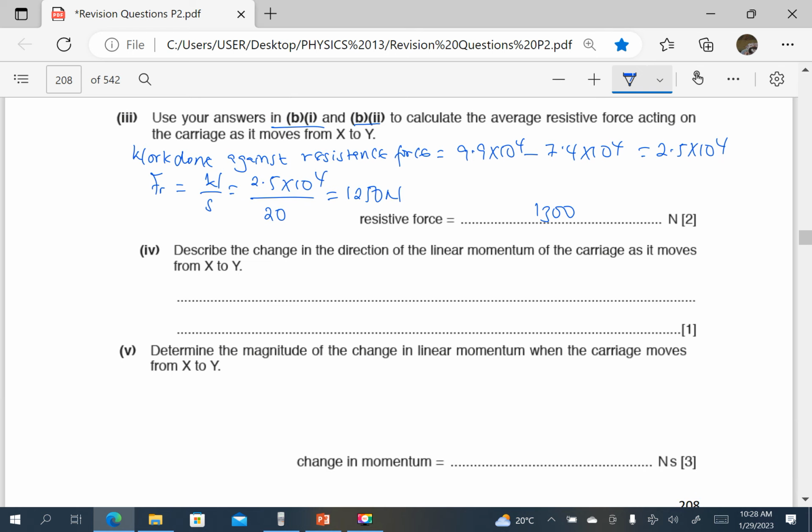Describe the change in the direction of the linear momentum of the carriage as it moves from X to Y. So at X, it is moving in the horizontal. The momentum is in the horizontal. Then at Y, it is moving in the vertical. The momentum is changing in the vertical. So the change in momentum is from the horizontal to the vertical. That is through 90 degrees.